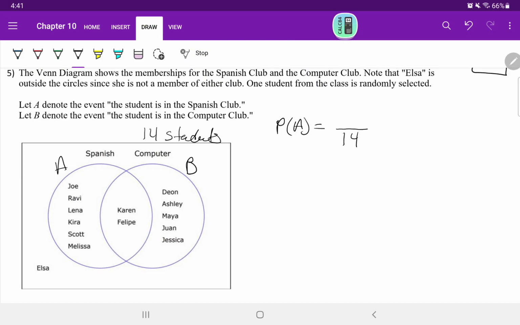Out of your 14 students, how many students are a part of the Spanish club? Some people will say 6 students because you will only look at these 6 students right there. However, that will not be correct. Do not make that mistake. It says Spanish club, or event A, which is the entire circle. There are a total of 8 students that are part of the Spanish club. So the probability of event A is 8 out of 14, which is reduced to 4 over 7.